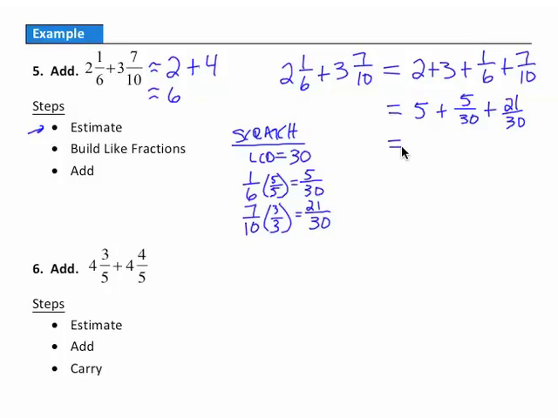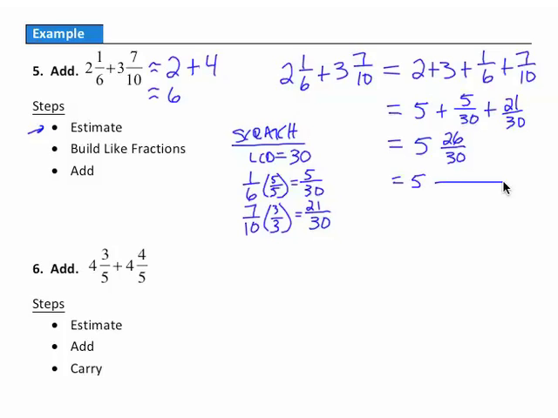Now I have like fractions, so I can add those together. So 5/30 plus 21/30 is going to give us 26/30. That is a proper fraction. However, we can simplify 26/30. So I'll write the 5 down. Now let's factor this out.